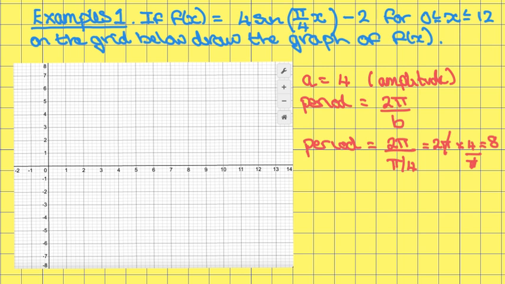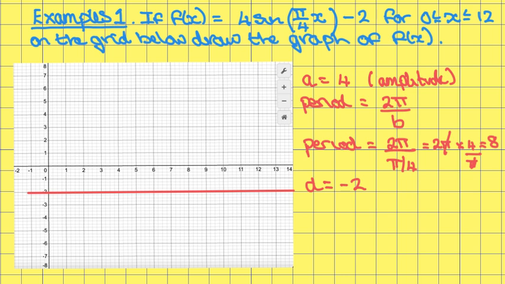A period of 8 means that every 8 units the graph will repeat itself. There is no c, so there's no horizontal shift. So d is equal to minus 2, so the new principal axis is y equals minus 2. So I'm going to draw in the principal axis. So now we can start drawing the graph.